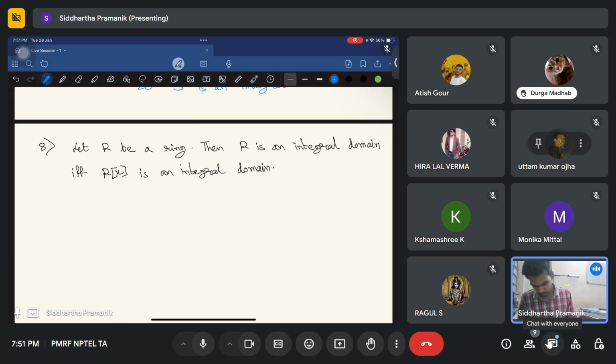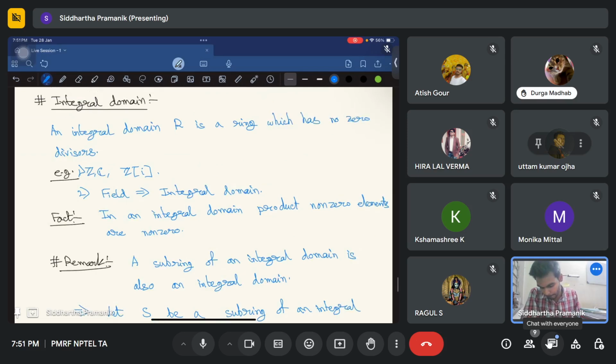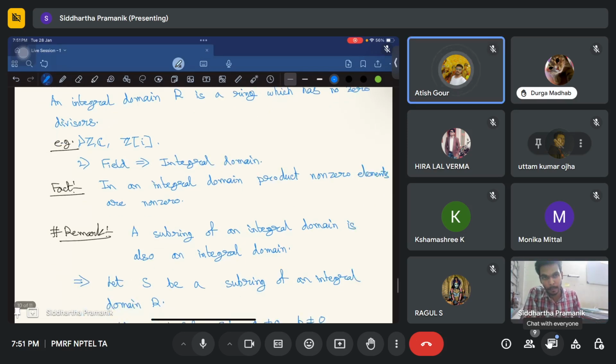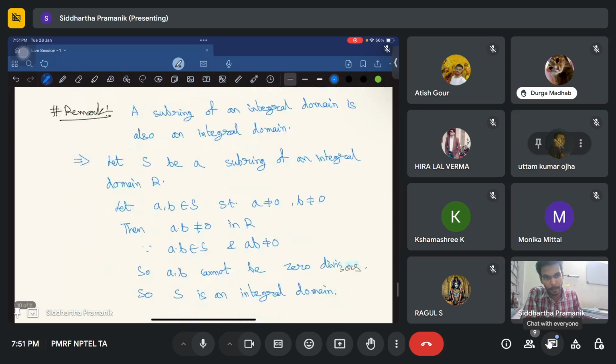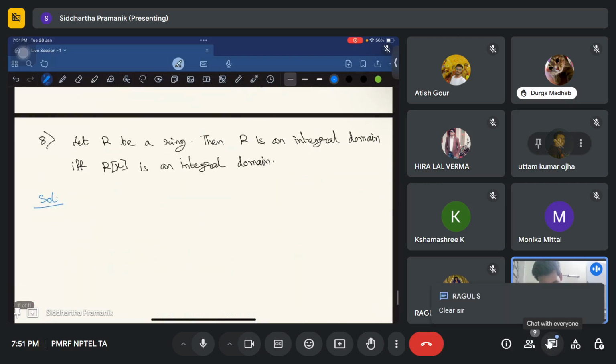So I hope you have understood the definition of integral domain correctly. Do you have any doubt in the definition of integral domain? No, sir. Okay, I hope it is fine for others also. So let's prove this.